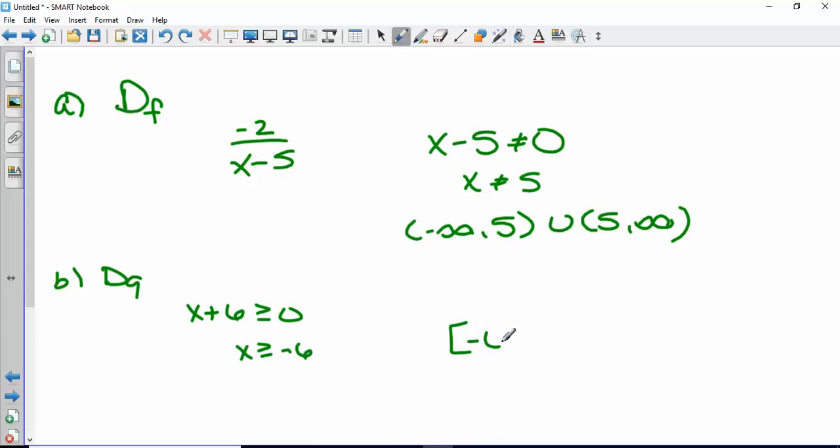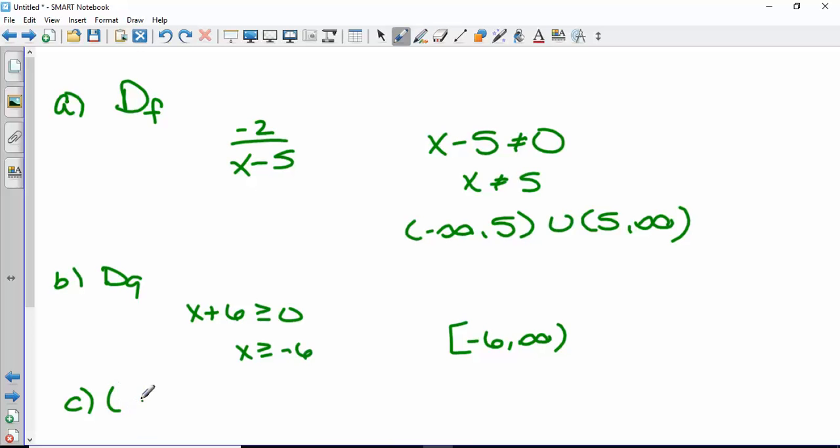So x is greater than or equal to -6. So that's -6 to infinity. So you should know how to find the domain if I give you a fraction or a radical. All right, we okay there?